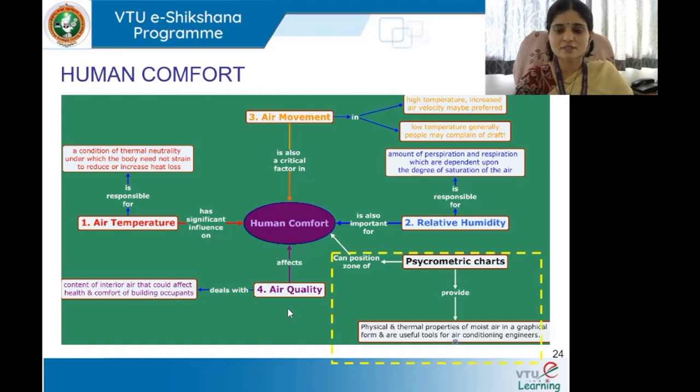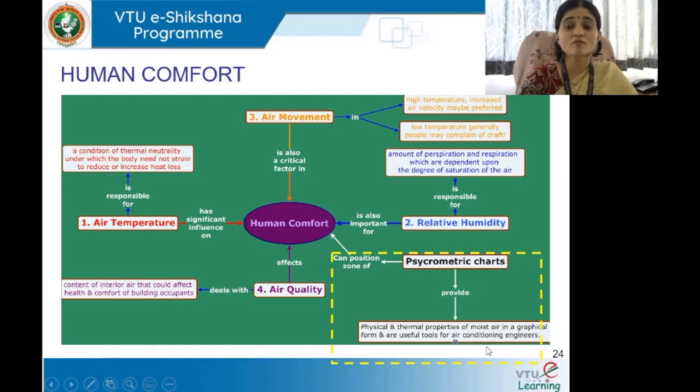Now all these can be studied by the science of psychrometry. Psychrometry, which ends up as a plotting of charts, psychrometric charts, is a very essential tool in understanding or calibrating human comfort conditions in a given indoor environment. So the physical and thermal properties of moist air in a graphical format are a very useful tool for air conditioning engineers.